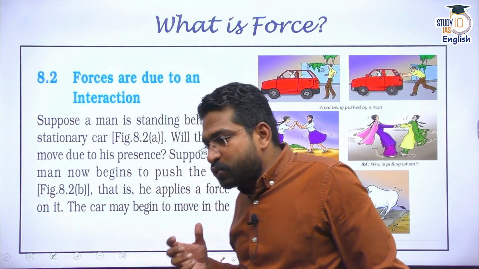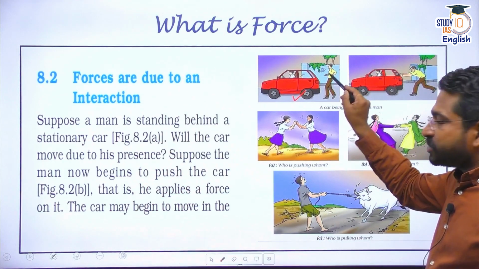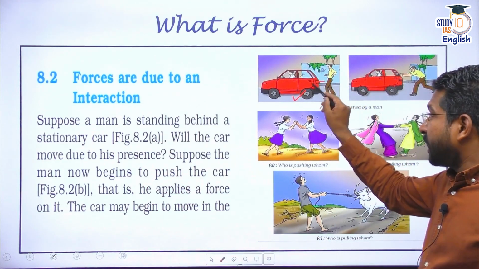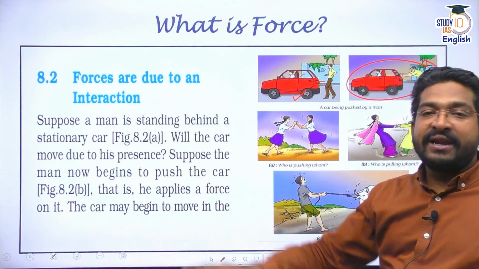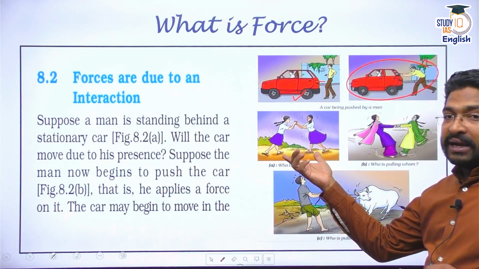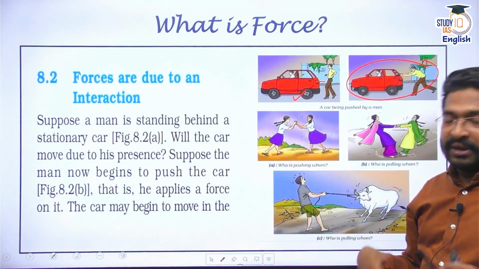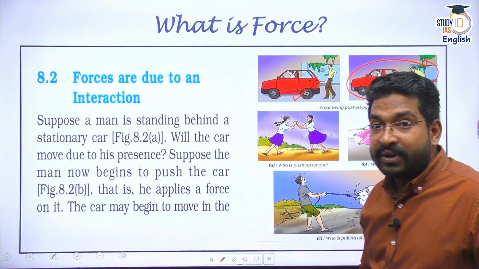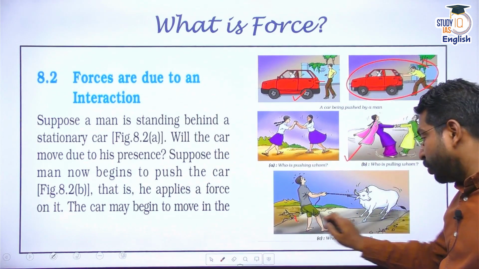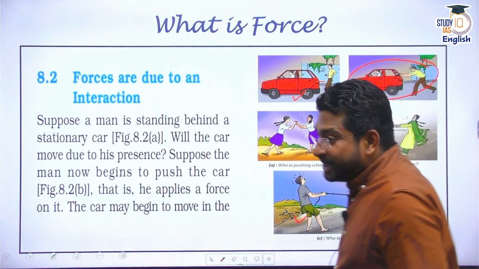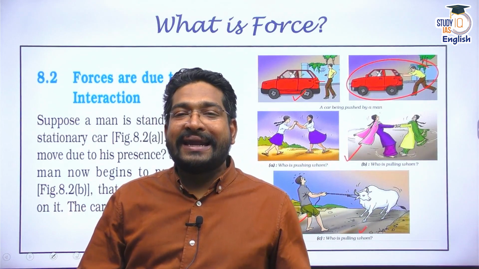You can see there are so many examples here, right? A person is standing here. There is no force acting right now because he's not pushing the car. But as soon as he starts pushing the car, he's applying force. There is some sort of interaction. You can see in the example that one girl is pushing another girl and the other girl is retorting back. She's also pushing back. There is also an example of pulling: a farmer and a bull, where both are pulling each other via a rope. There is some sort of interaction happening.